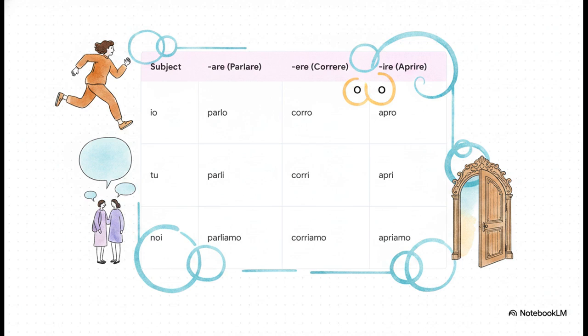Now, instead of purely relying on rote memorization, I want you to look for the patterns across these columns. Notice how the io, or I, form almost always ends in a nice round O: parlo, corro, apro. And the noi, or we, form across all 3 categories always ends in iamo: parliamo, corriamo, apriamo. Seriously, spotting these patterns is your absolute secret weapon to fluency.